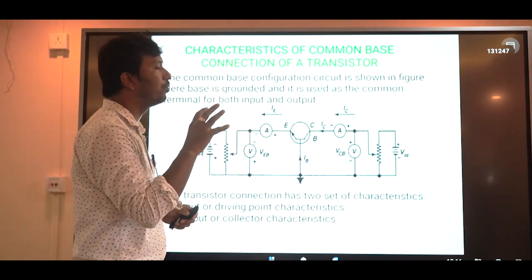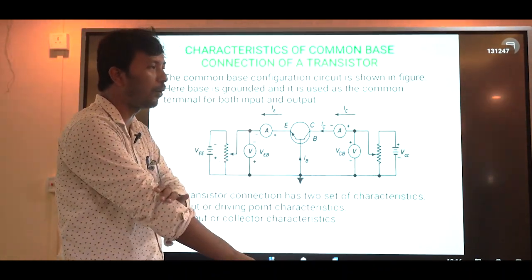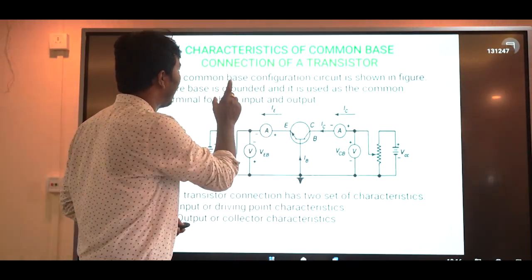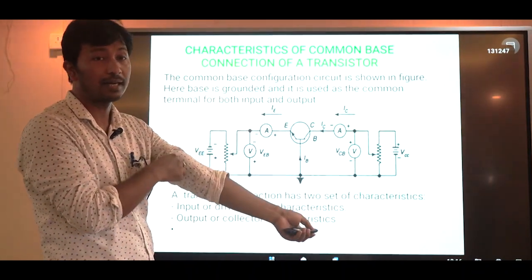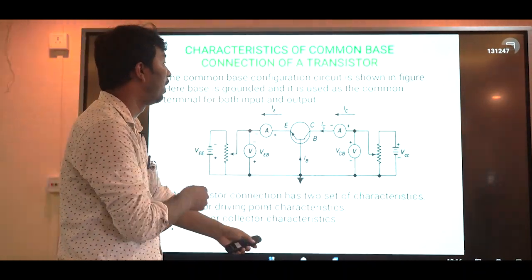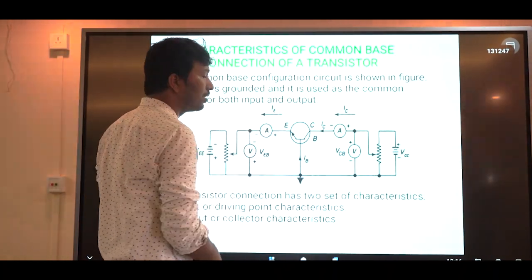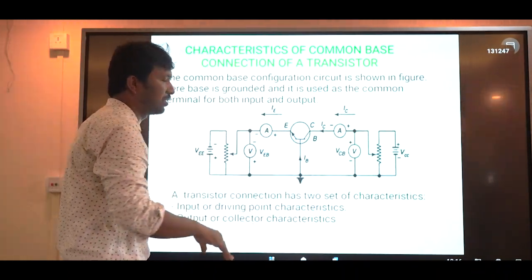Now, one of the most important points about a transistor, if we want to understand its working, is understanding its characteristic curves. There will be two characteristic curves, one for the input circuit and another for the output circuit. We are considering common base configuration only.